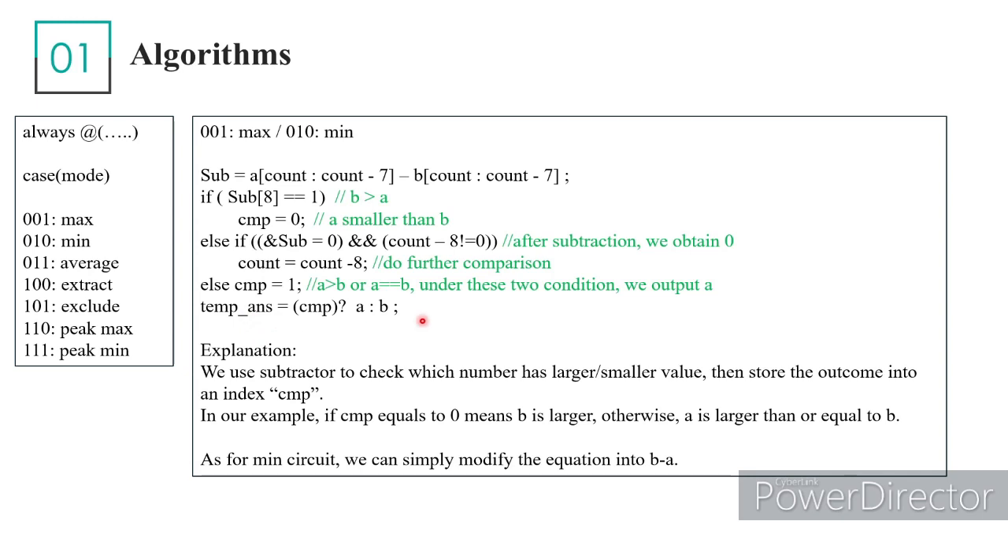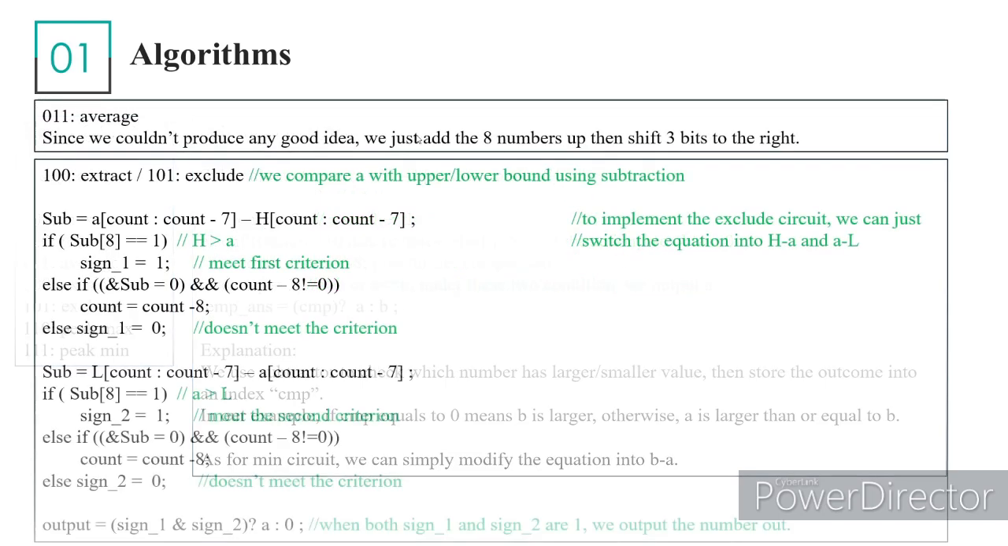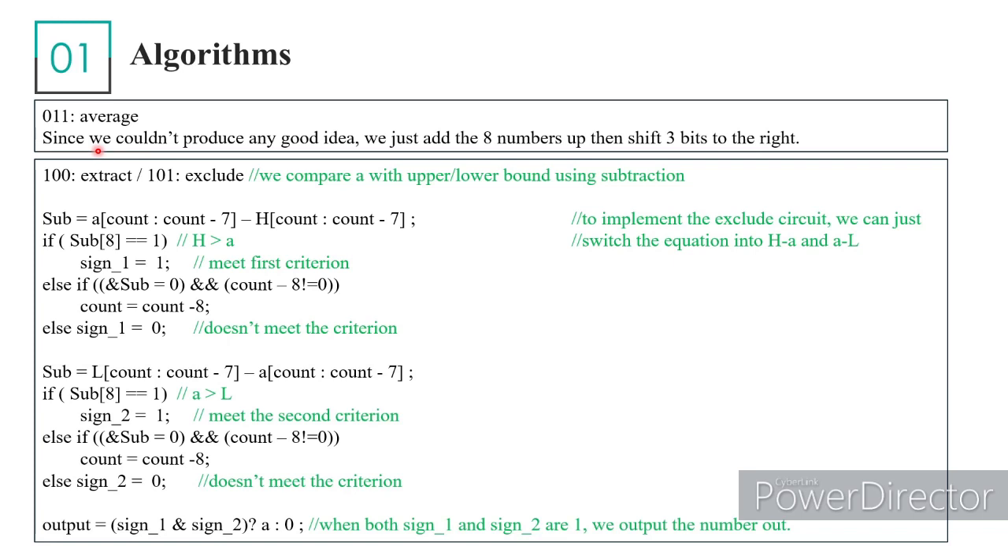And if we want to find the smaller number with a similar structure, we can simply change A minus B into B minus A, then we can obtain the circuit we want. Next, for the average circuit, since we could not produce any good idea, we now simply add the 8 numbers up and shift them 3 bits to the right.